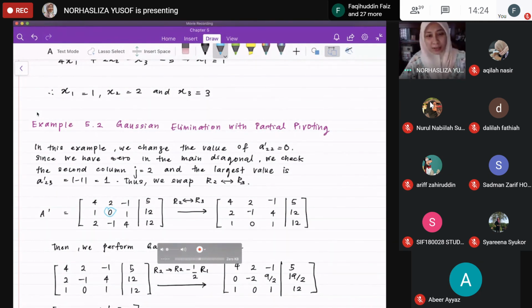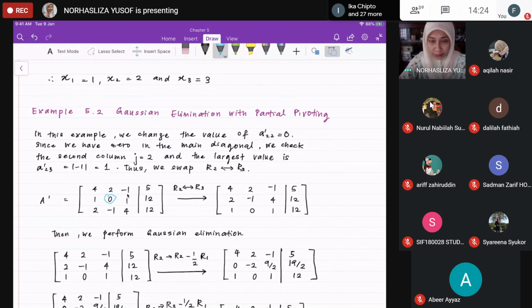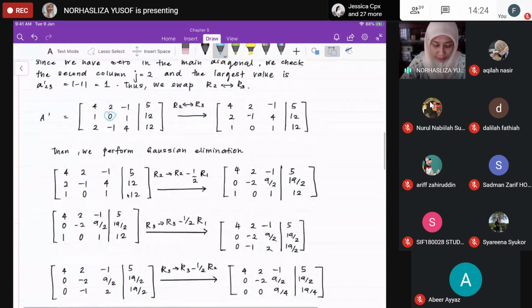All right, so you can see that we transform this matrix. You can see that we do some row operation. We swap R2 and R3. Okay, so from there, we can perform the normal Gauss elimination. You can see that now our 0 is no longer on the main diagonal. It's going to be in the lower part, right?